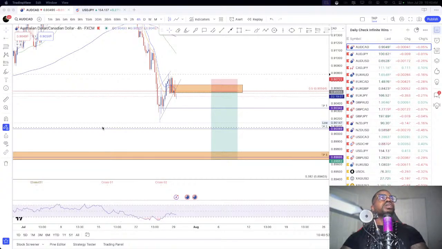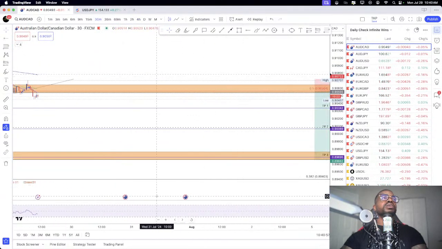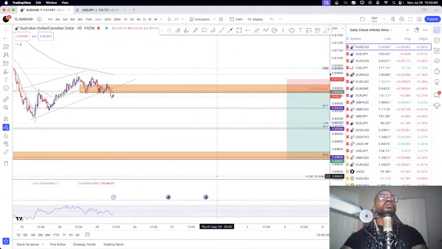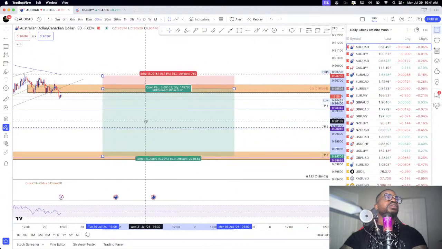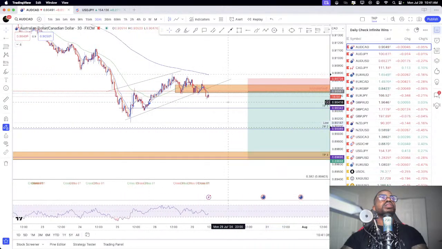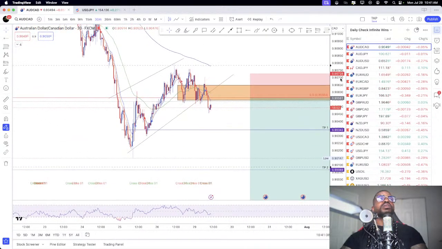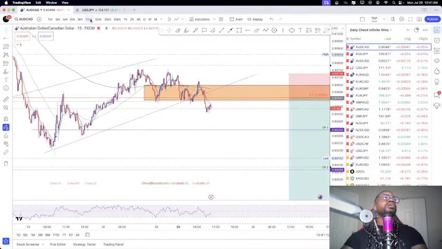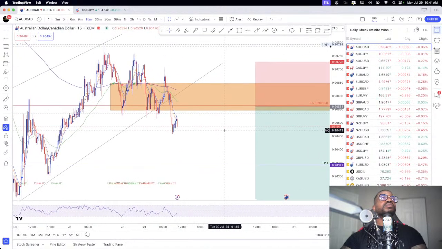So let's see, is this thing gonna pull back, or are you gonna keep going? Now look at that. On the 30-minute, we got the 200-day EMA creeping up. Set an alert.